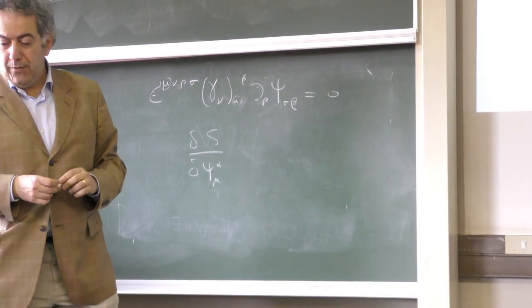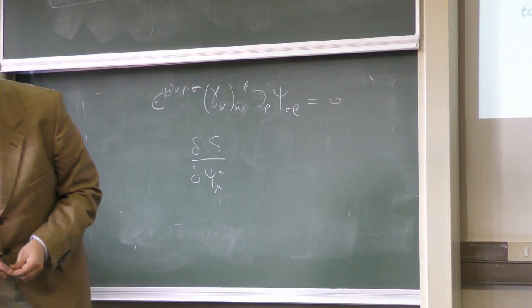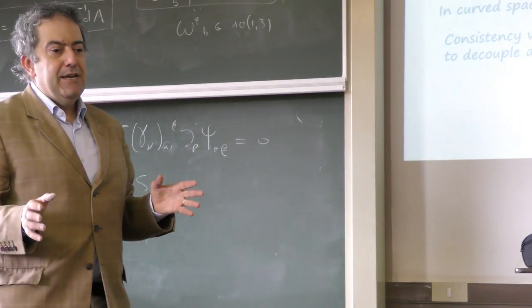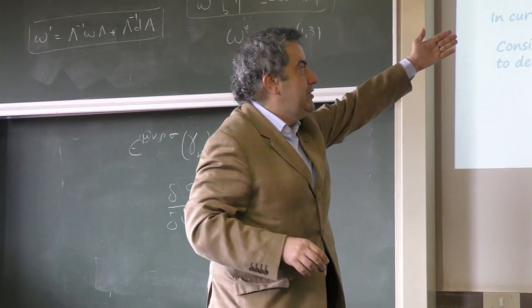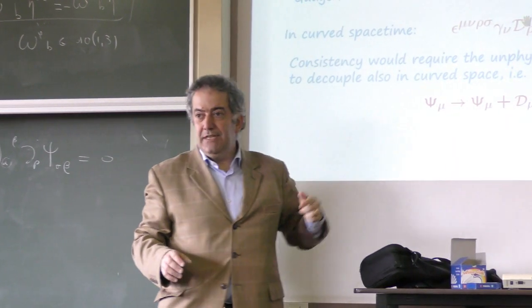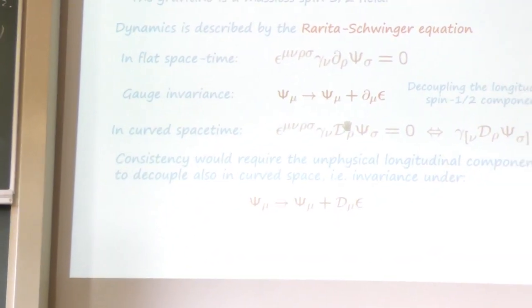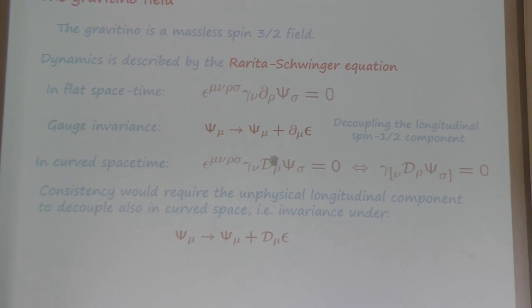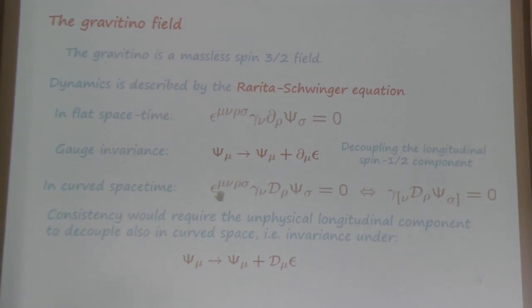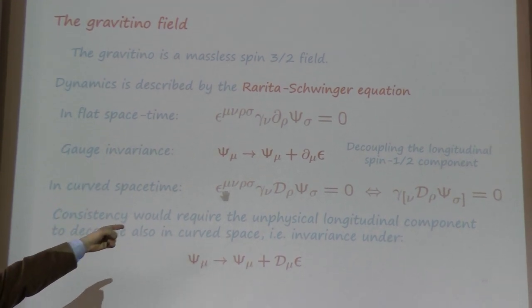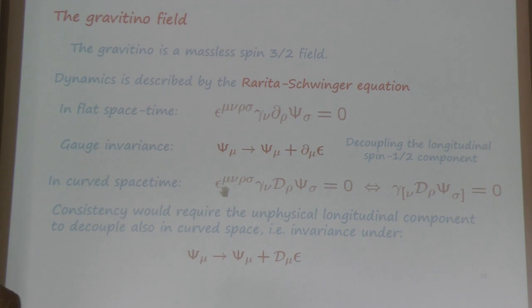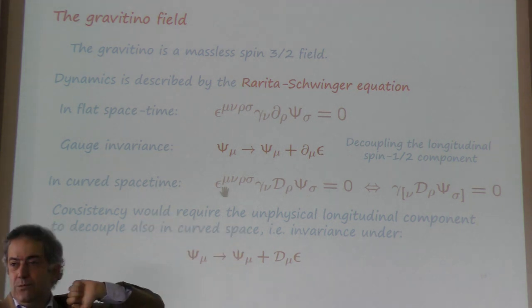So in order to describe in a consistent way a massless spin 3/2 field, this has to be associated with a gauge invariance, which is needed to decouple the unphysical components, the gauge components. Now, in curved space-time, the equation simply generalizes in this way by replacing ordinary derivatives by covariant derivatives, the same covariant derivative I defined in the previous slide. And you can write this equation in an equivalent way.